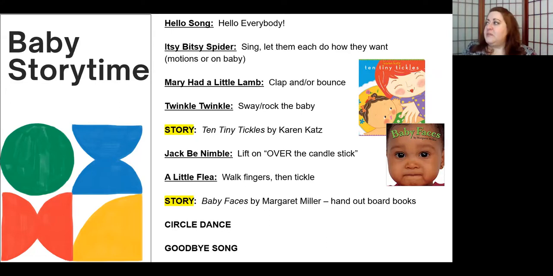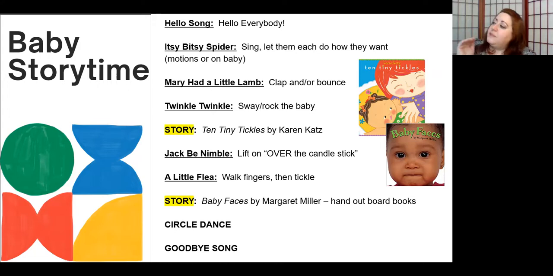But a lot of times, like for instance, Twinkle Twinkle, instead of doing all the motions, especially if they had an infant, we were encouraging them to sway or rock their babies. For Mary Had a Little Lamb, they could just do a little knee bounce, or they could clap if the baby was a little older. Itsy Bitsy Spider, they could do the motions, up the baby's leg, things like that, if the baby was quite young.